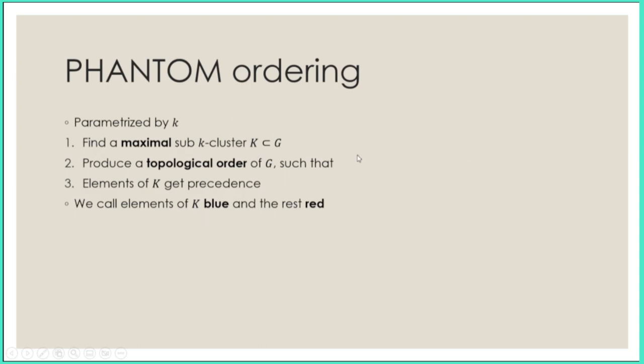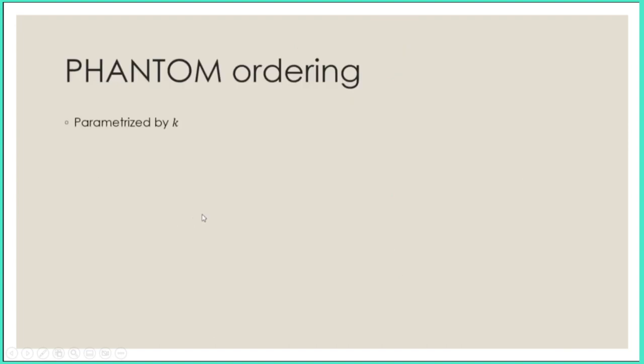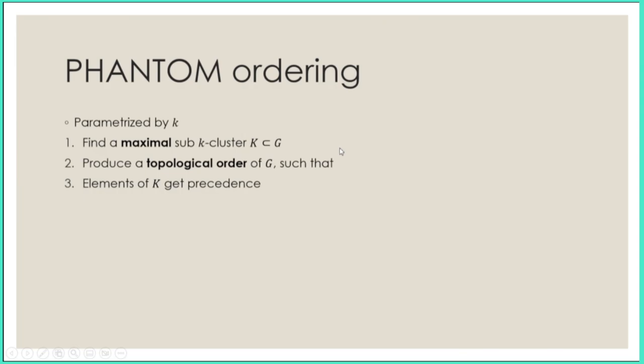Here I said that the elements inside this subcluster are the blue blocks, and the rest we call the red blocks. And if we go back to this drawing, then we see that this chunk of blocks here is a three cluster or a two cluster. I actually didn't check, and it is the largest one. If I try to add any blocks from the red blocks, then I have a block which violates this property. So the phantom ordering would first color these blocks blue, and then order them in a way which puts off using the red blocks for as long as possible. There are many orderings that satisfy this property, and the exact way we choose the ordering doesn't really matter, as long as it's deterministic enough so everyone in the network will choose the same ordering.